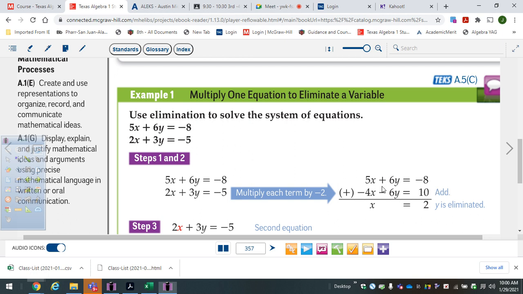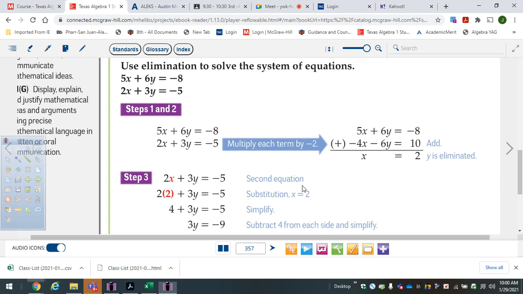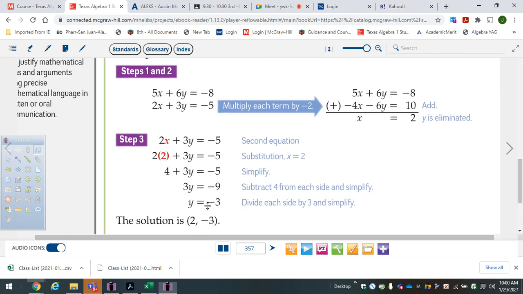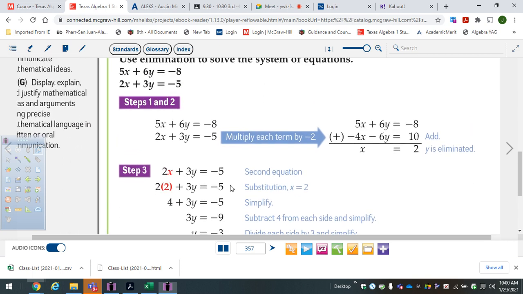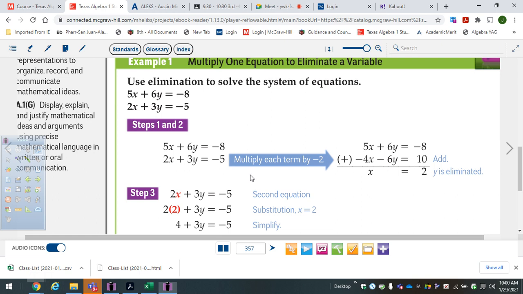Now if you look at this, I don't really care about this. I care that these cancel out. Now these cancel out, and we get x is equal to 2. Got one answer already. Now you have to plug x into either equation, solve for y, and we got our answer. What do you think? Pretty easy, right? So let's just look at this one real quick.